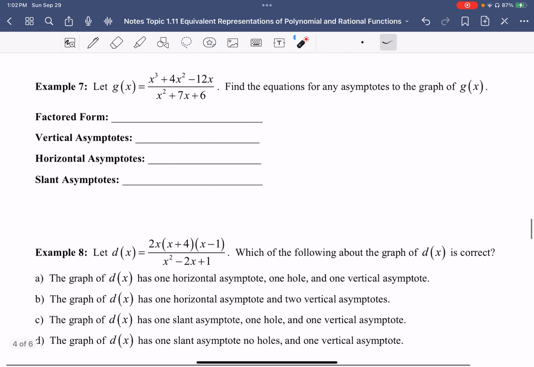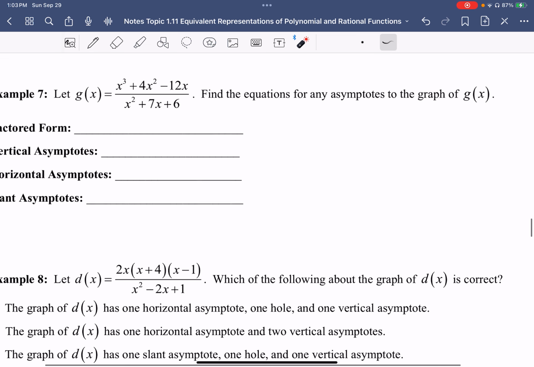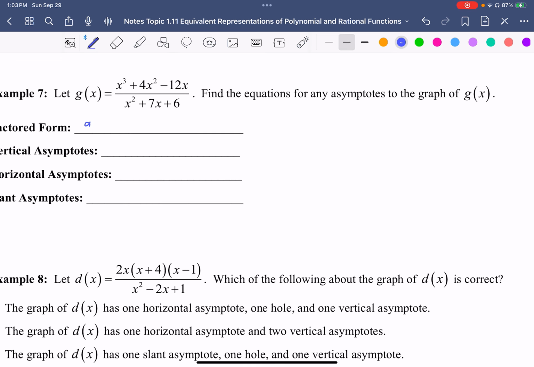Okay, so let's try another example. Let g of x equal x cubed plus 4x squared minus 12x divided by x squared plus 7x plus 6. Find the equations for any asymptotes to the graph of g of x. So first we have to factor this. In the numerator, I see x cubed. That means I need to do greatest common factor.